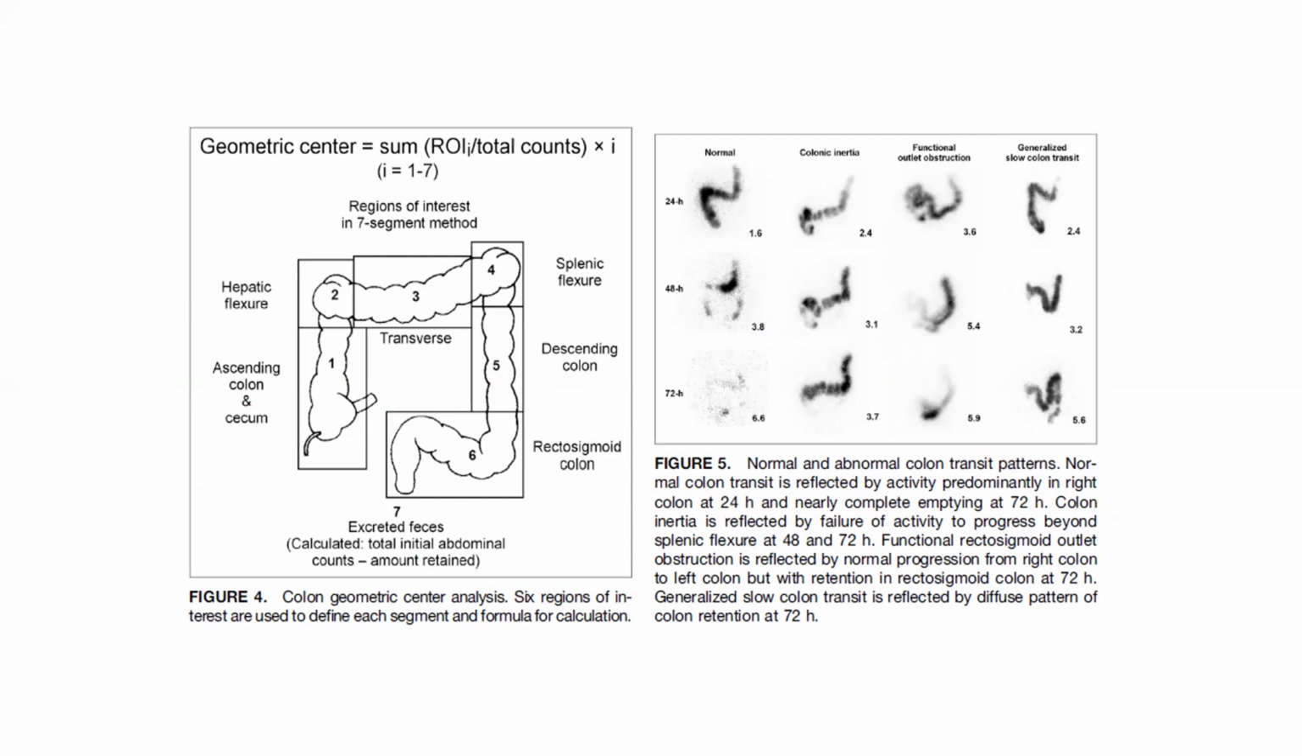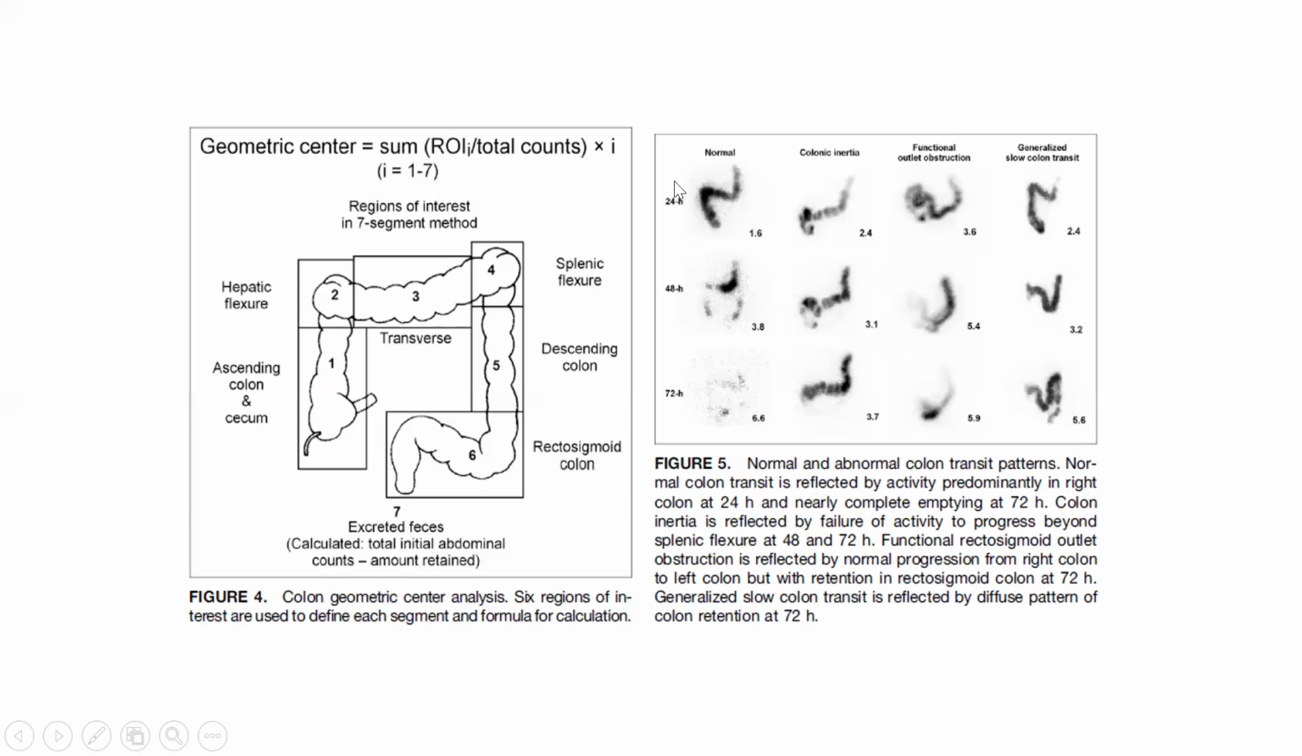And that's how we get an image of the radioisotope emitting the radiation that can be picked up by the gamma camera. So for example, over here, it's the normal distribution. Over here will be generalized slow colonic transit. And over here, it's functional obstruction. And over here will be a colonic inertia.